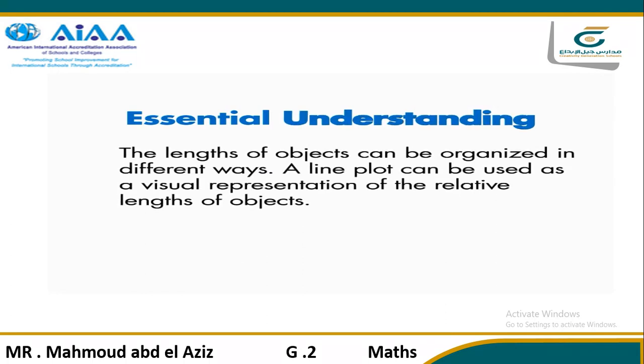The essential understanding for this lesson is that the lengths of objects can be organized in different ways. A line plot can be used as a visual representation of the relative lengths of objects. Previously, students measured the lengths of objects to the nearest inch. In this lesson, students measure lengths and make line plots to display the lengths of up to 4 objects.